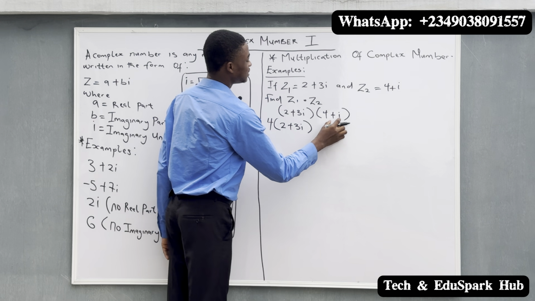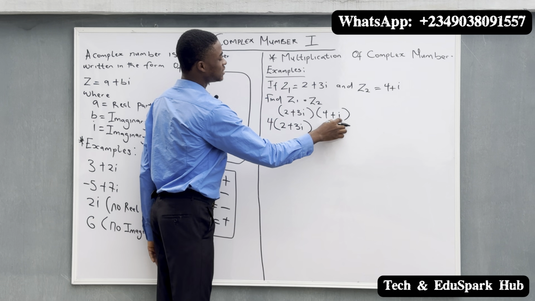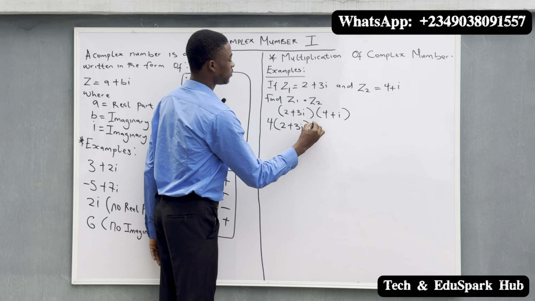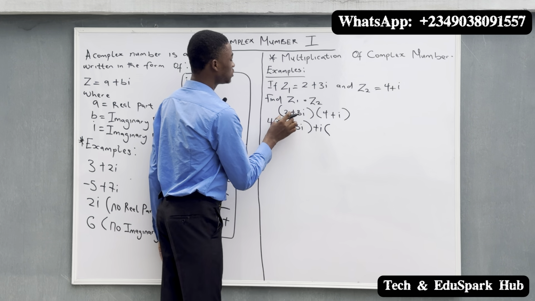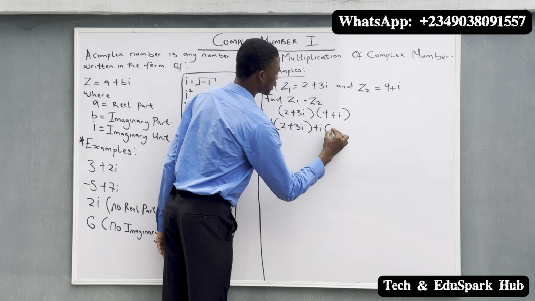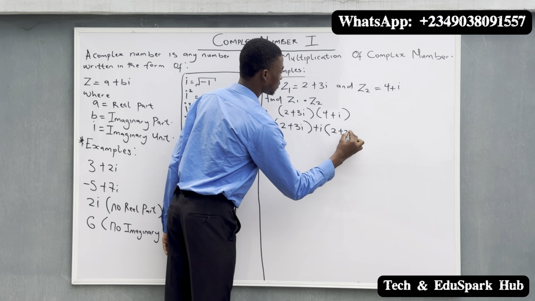Also look at the second number, which is the imaginary part in this second bracket, which is plus I. So we have plus I. Also open another bracket and put this 2 plus 3I in the other bracket. So it will be 2 plus 3I.